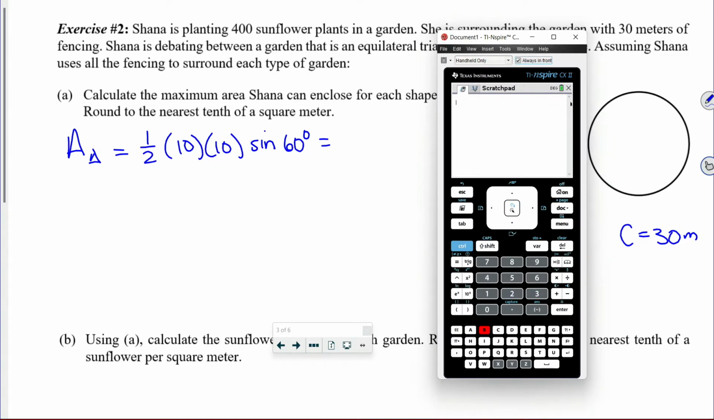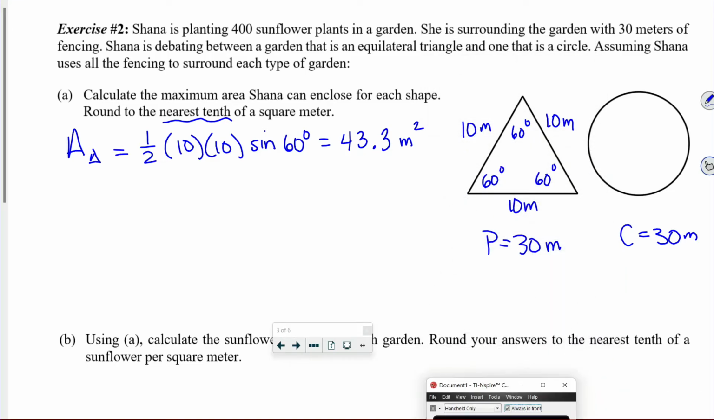Let's get rid of all of that. I'm going to try to do 0.5, but my 0.5 is not behaving for me, so I'm going to do the fraction. I'm going to do 1/2 times 10 times 10 times the sine of 60 degrees. And that's going to be an area of 43 square meters. Oh no, to the nearest tenth of a square meter. My apologies, nearest tenth. So that's going to be 43.3 square meters.